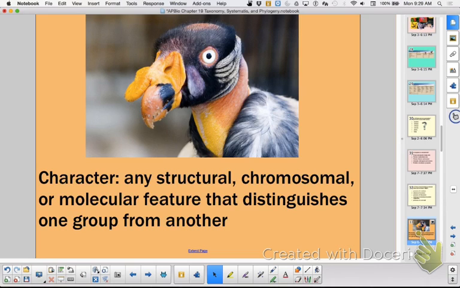All right, so this is part 3 of Chapter 19, Taxonomy, Systematics, and Phylogeny, and we are focusing on phylogeny. So we use characters to organize organisms into their phylogenetic tree. So could I have my youngest bio buddy tell what a character is? Go ahead.